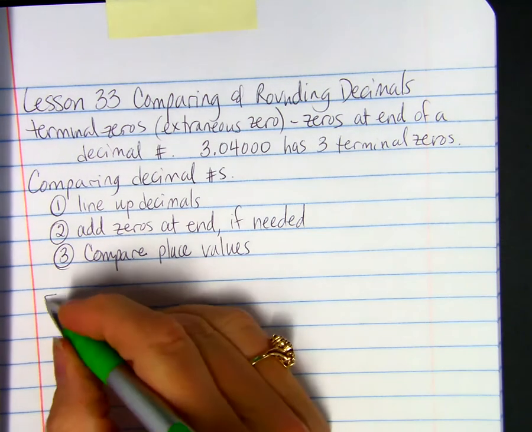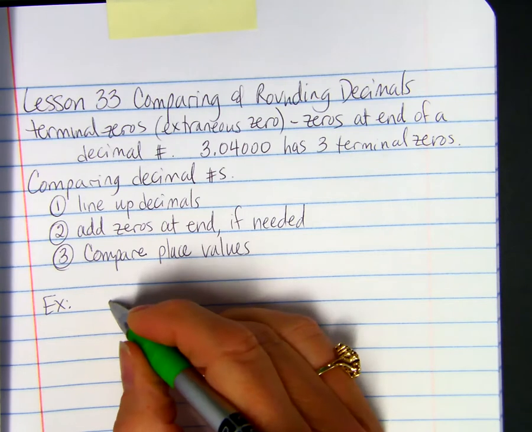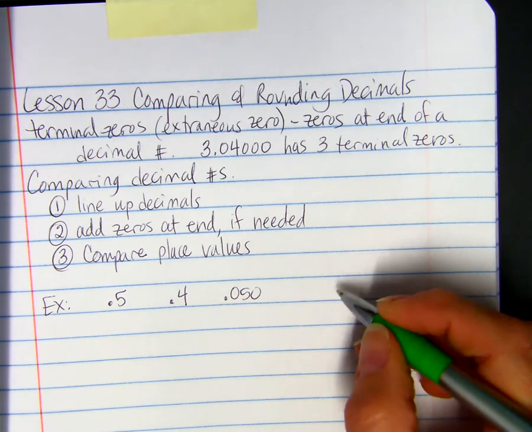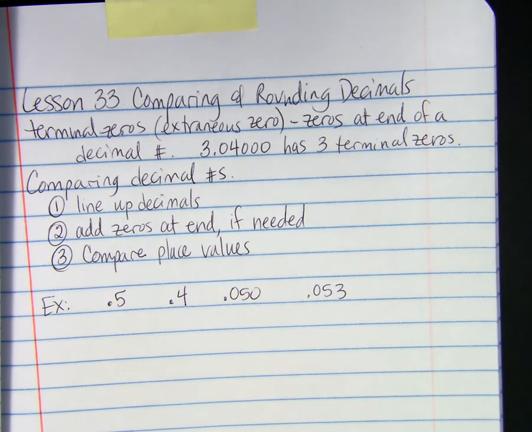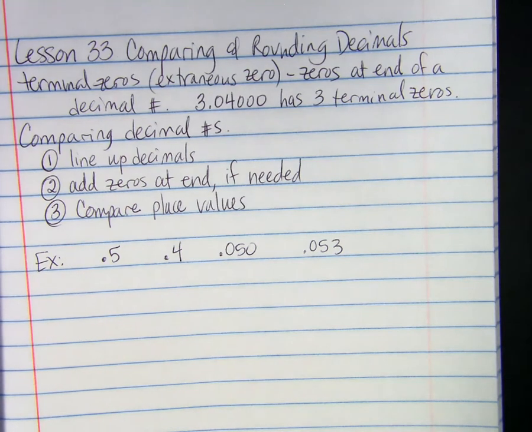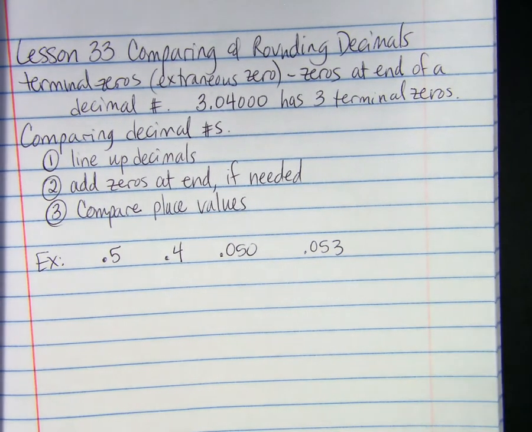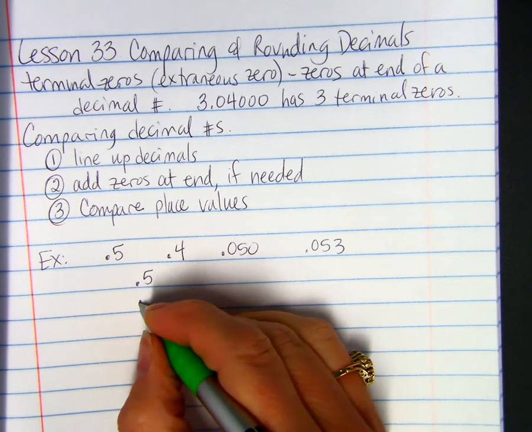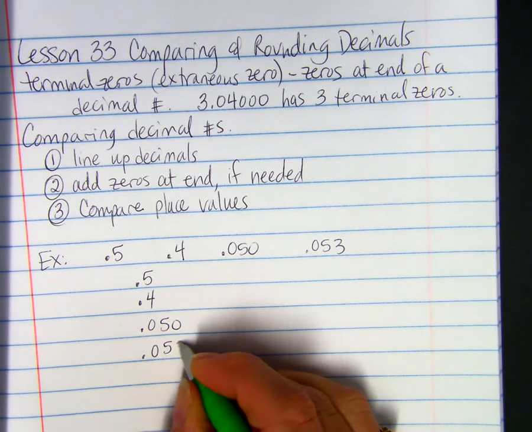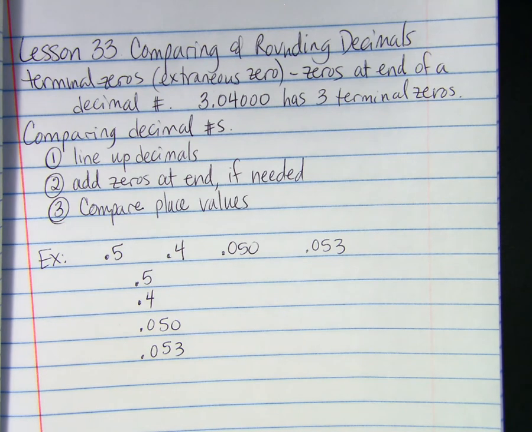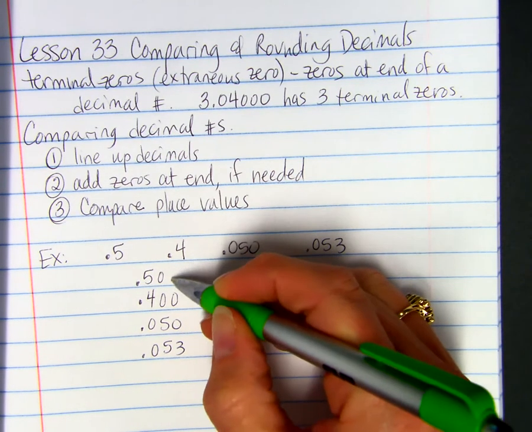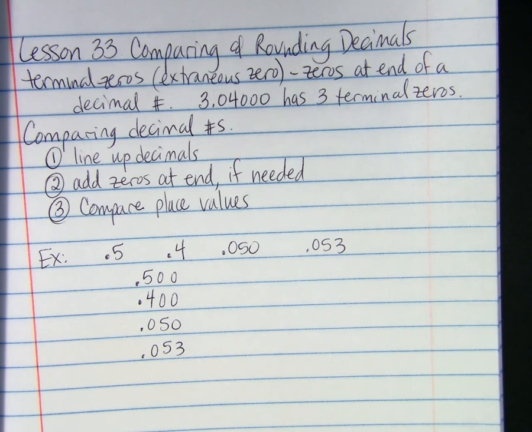So we're going to an example where we have decimal numbers that we want to put in order or compare. So the very first step is just line up the decimals. So we're just going to list the numbers one on top of the other with the decimal lined up. So this means add zeros if needed, is you would fill in 2 terminal zeros on the first 2 numbers so that it goes out to the same number of places as the other ones.